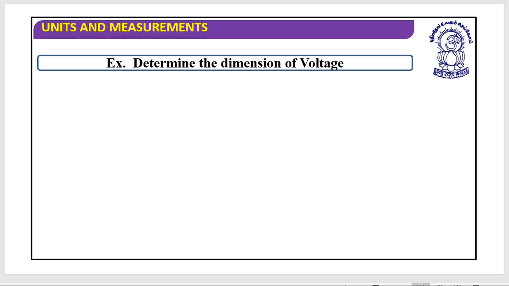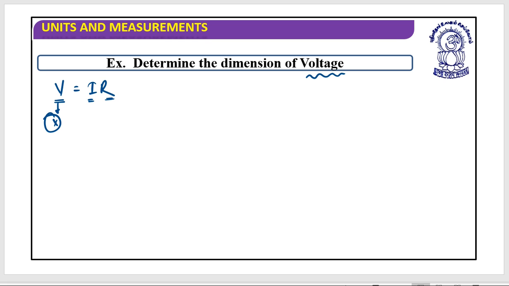Next, determine the dimensions of voltage. Do you know any relation that can get us the dimensional formula of the voltage? Here you might say, sir, I know one relation which is V is equal to IR. Let's say this, V is equal to IR. But think for a while, do you know the dimensions of voltage? No, sir. Do you know the dimensions of I? Yes, sir. Do you know the dimensions of R? Again, no, sir. I don't know the dimensions of this.